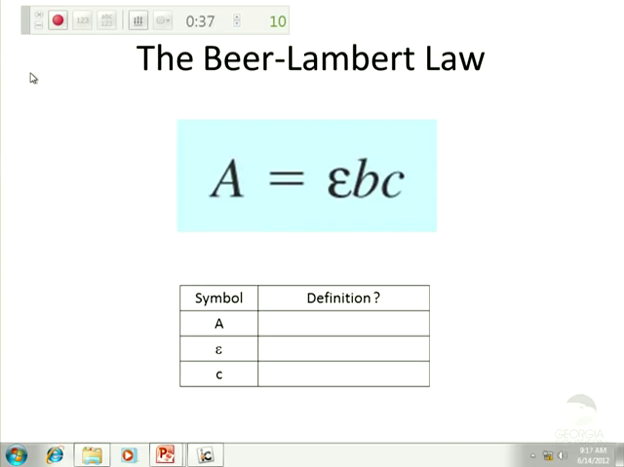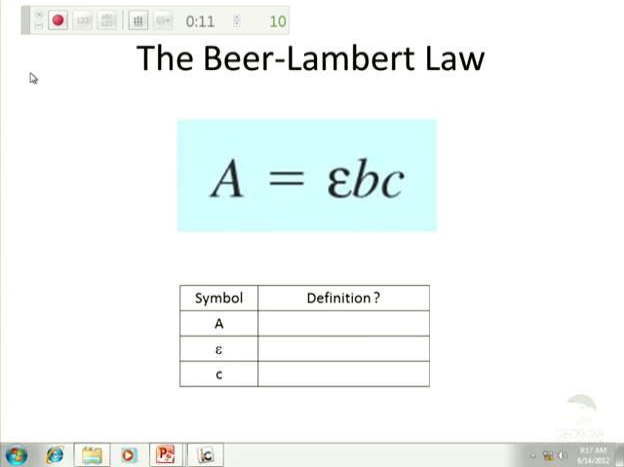B, what is B? Path length, yes. Obviously, if you make the path length longer and longer and longer, the absorbance gets higher and higher and higher. And so C is the concentration. So absorbance depends upon these three things.